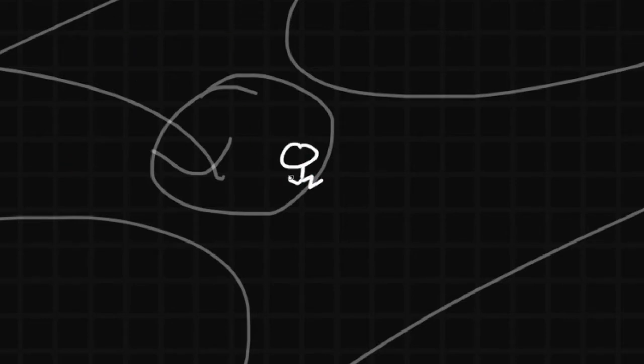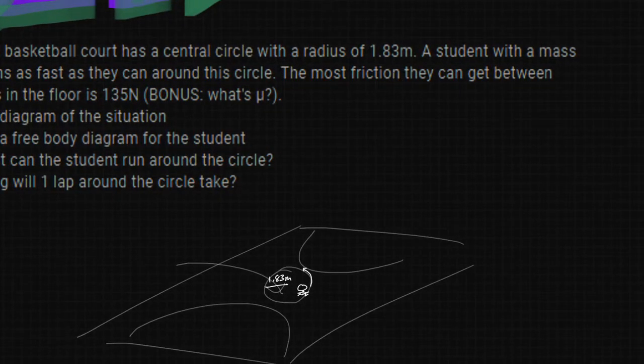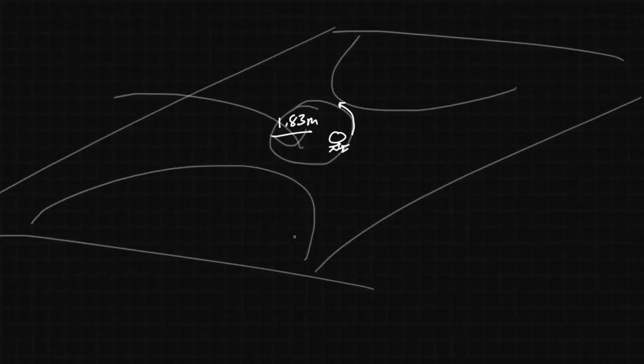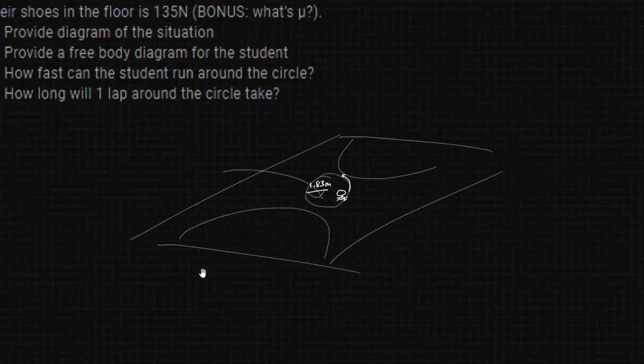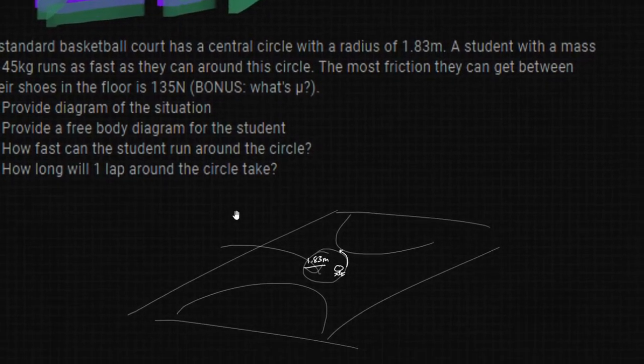So I've had students try to run around this circle as much as they can. Now this is a pretty small circle. It's a 1.83 meter radius circle, if I remember correctly. Let's go look. Yeah. So you can't go super fast. It's a small circle. This is a difficult turn to make, and that's really what this problem is about, is how fast could you possibly go? So let's go through the problem and see what we think.